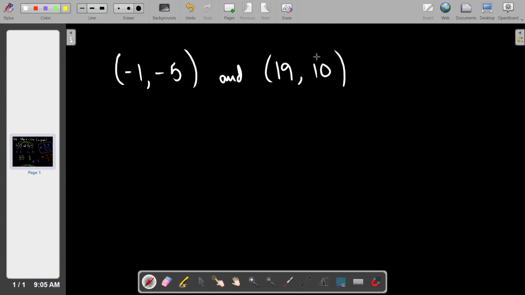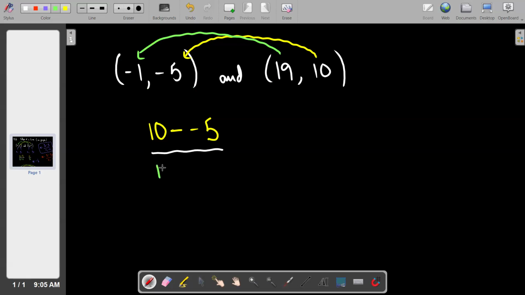What is my top going to look like? Perfect. 10 minus -5. What's my bottom going to look like? 19 minus -1. Okay. And I see two pairs of minus and negative things that become pluses. So the top is actually saying 10 plus 5, which is what? 15. And the bottom is actually saying 19 plus 1, which is 20.